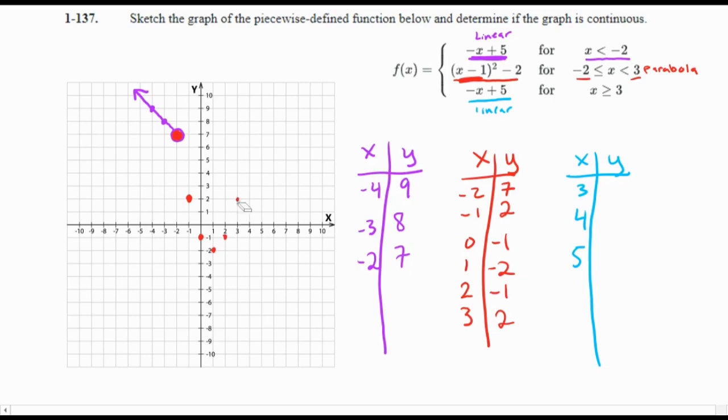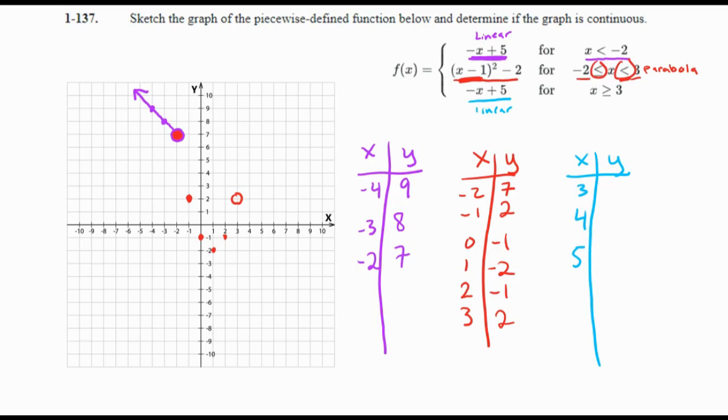And again, at 3, 2, I'm not going to fill it in because I have just the less than symbol. So again, I filled in this circle here because of the less than or equal to. I left this one on the right open because of the less than symbol.